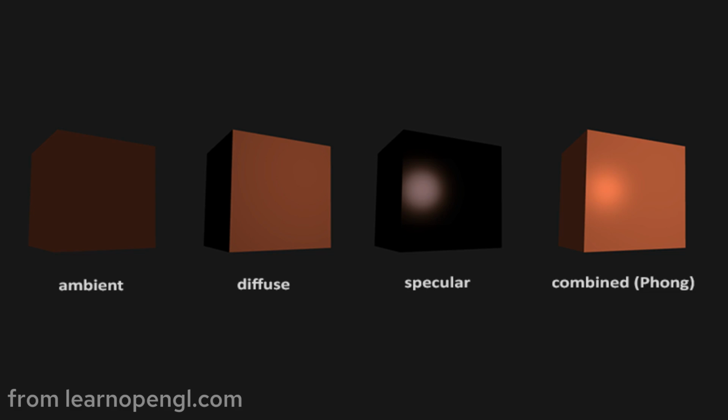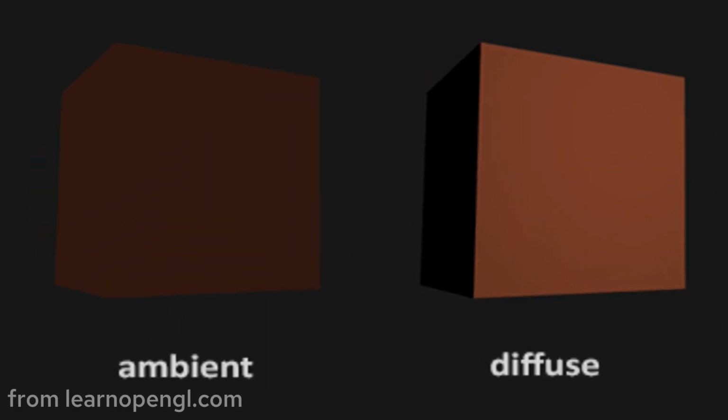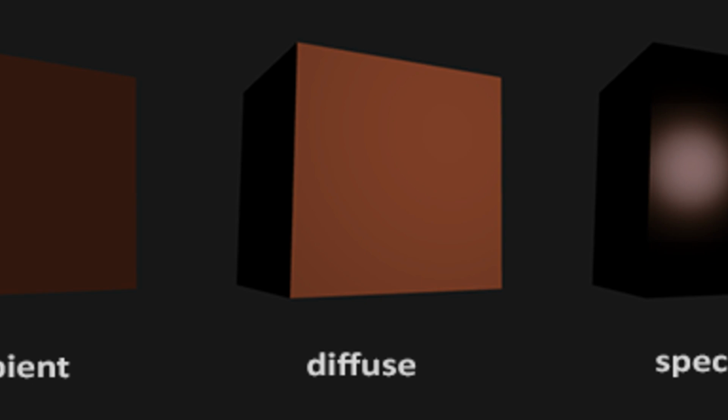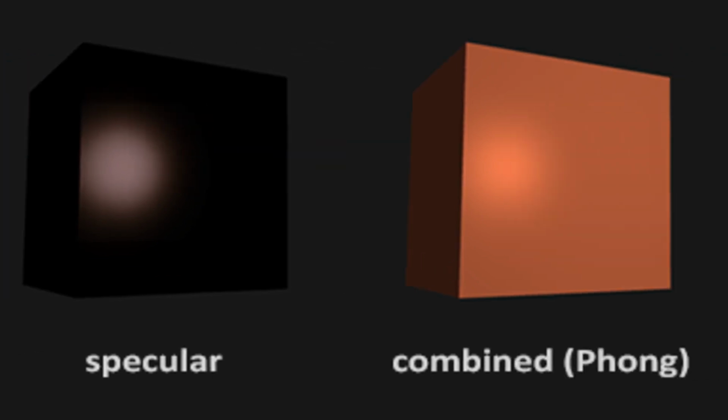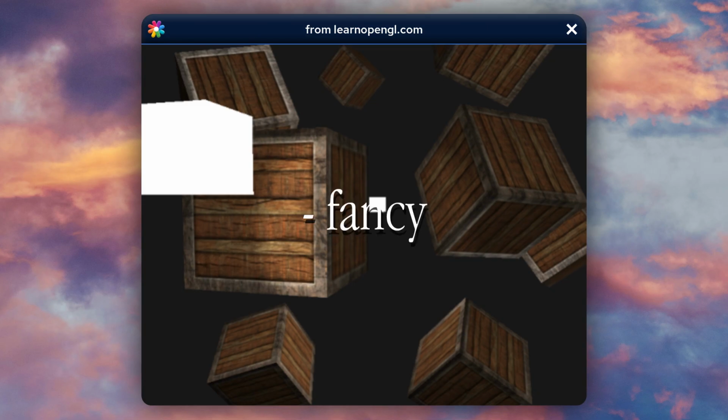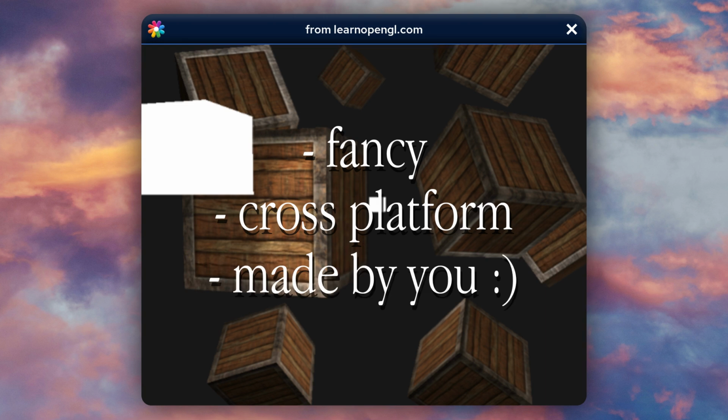As you can see from this stolen graphic, there's 3 components we're gonna use. First, ambient lighting, because even when it's dark there's still some light somewhere. That is not life advice. Then diffuse lighting, which controls how dark each face of a mesh is. And finally specular lighting, which just makes it a bit more realistic. Combine all of those and you get a cube, but fancy, cross-platform, and made entirely from scratch by you.